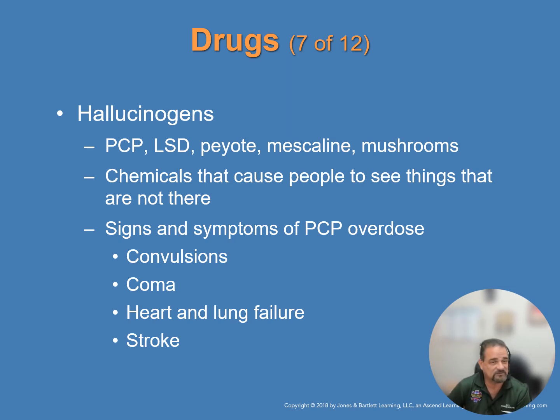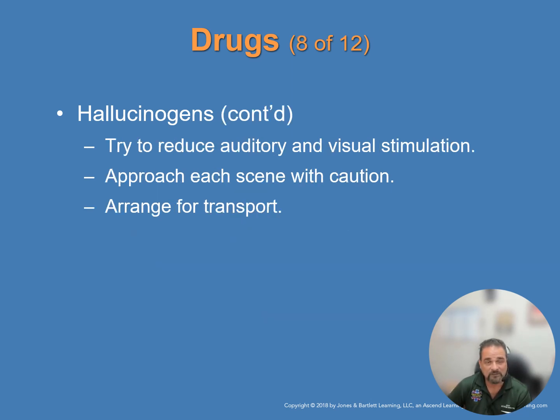Signs and symptoms of these kind of overdoses, especially PCP overdoses, can be convulsions, coma, heart and lung failure, and also stroke. Try to reduce the auditory and visual stimulation. You can't reverse this. I can't reverse this. It can only go away in time. But they need to go to the hospital to get this out of their system.